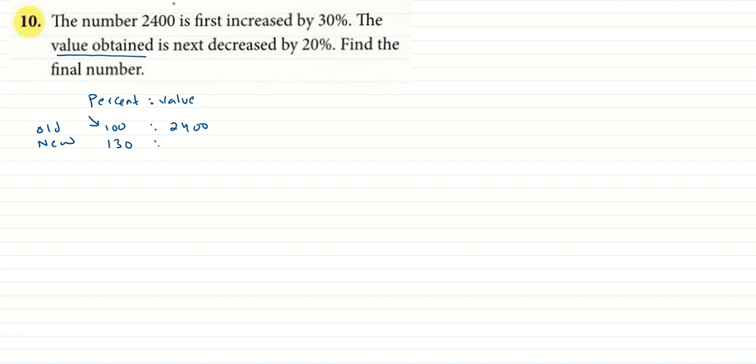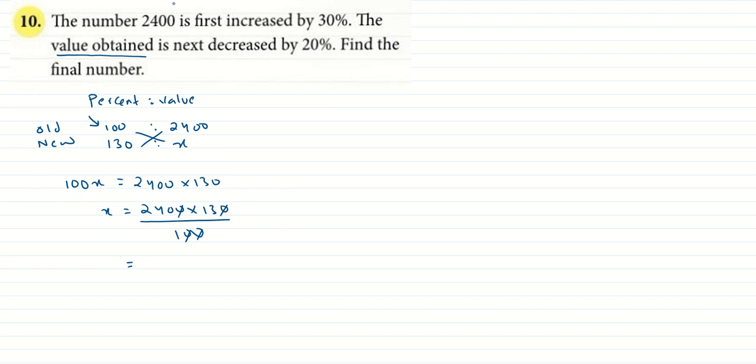Now the requirement is to find out the final number. So the new value we are taking as x, cross multiply, this will become 100x equals to 2400 multiplied by 130. 100 will be shifted on the opposite side, so on the opposite side it will become divide. 0 cancelled out with 0, and this 0 cancelled out with this 0.